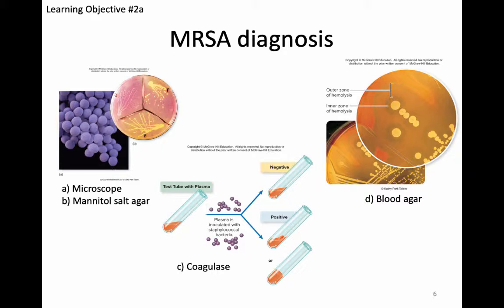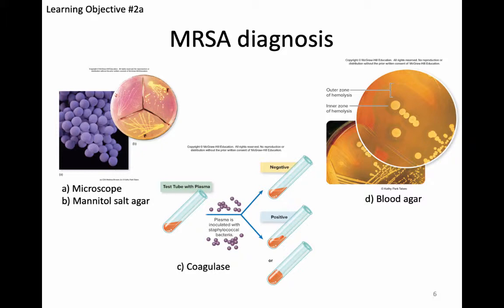So mannitol salt agar is a petri dish which has an agar substrate for the bacteria to grow on. The agar substrate is pink, contains a lot of salt, and it also contains the carbohydrate mannitol, which will serve as the energy source for the bacteria. So mannitol salt agar is selective for Staphylococcus. Staphylococcus is very resistant to salt and so can grow on mannitol salt agar, but many other microorganisms cannot grow on this type of agar. So that's why we say it's selective for Staphylococcus, because only Staphylococcus will grow on mannitol salt agar.